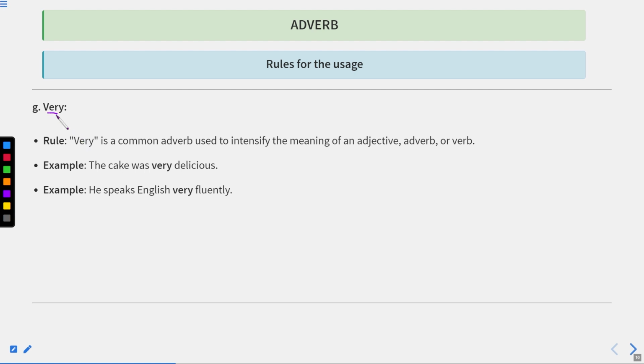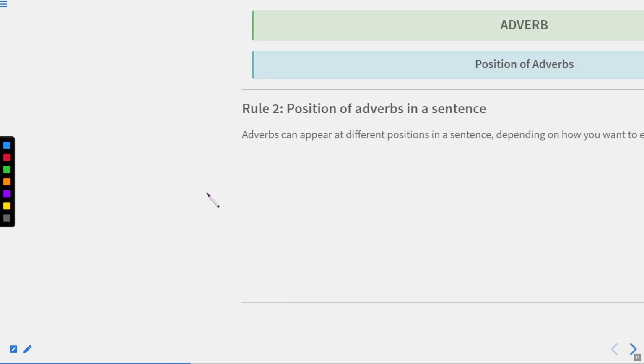Now we'll discuss the word "very." Rule: very is a common adverb used to intensify the meaning of an adjective, adverb, or verb. The cake was very delicious. So delicious is an adjective before which we have used the word very, which shows the quality is great. He speaks English very fluently. So very is a positive word that qualifies the adverbs or the adjectives to show that it is in a large amount. Okay, now let us move to the next one.